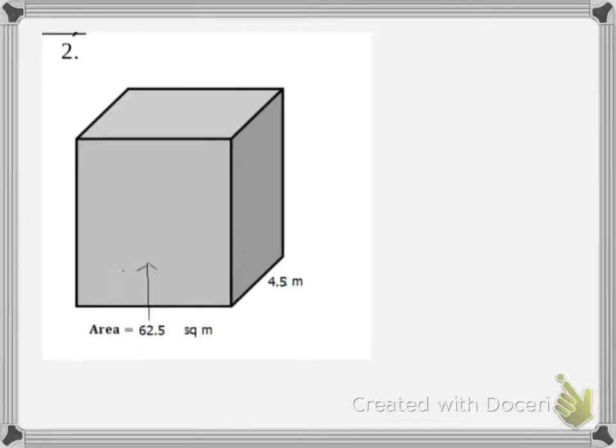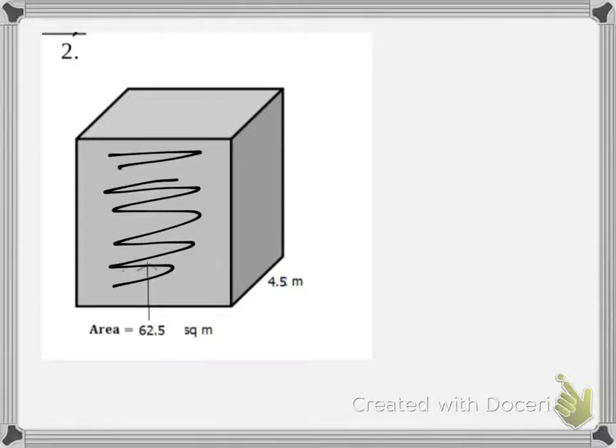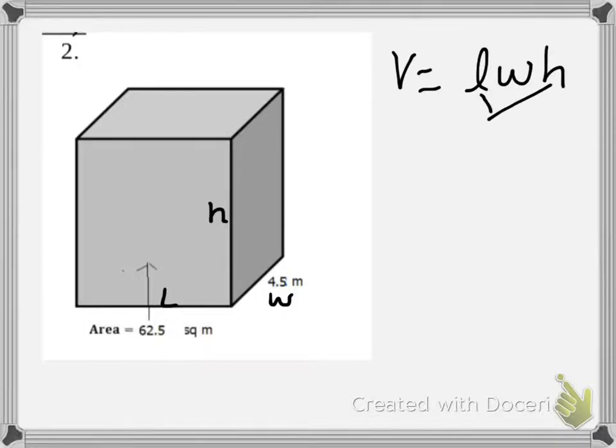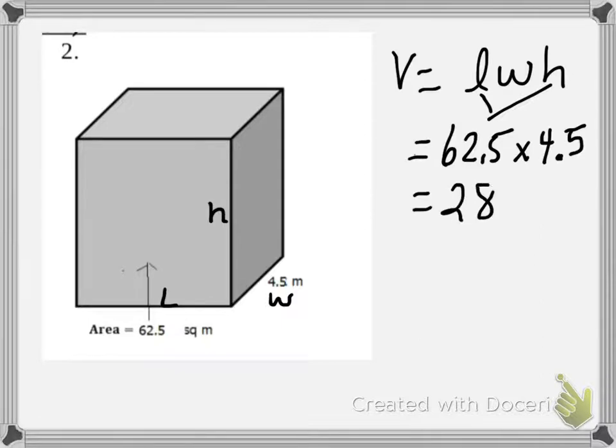For this one here, we're told the area of the front face here is 62 5/10 square meters. All right, so that means we've already multiplied the length and the height together, and we have to multiply that still with the width. Right, so we're told the length and the height together are 62 5/10. We still have to multiply it with a width of 4 5/10. And that gives us a volume of 281 2,500 meters cubed for our volume.